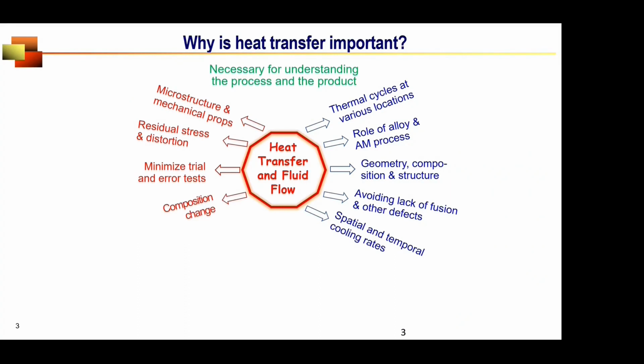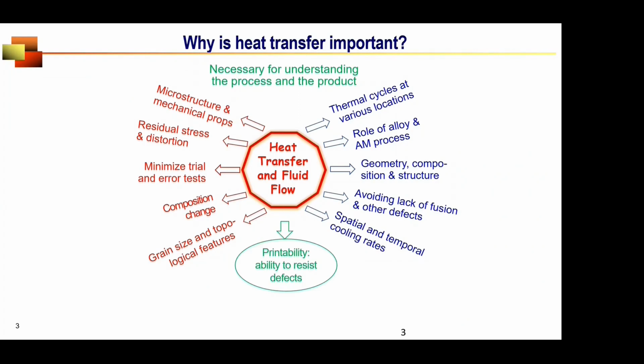Chemical composition change is very often a feature of additive manufacturing because we use very high temperatures, and therefore some of the more volatile alloying elements are lost selectively. As a result, the composition of the final part may be different from the composition of the consumables that we start with. So this is another factor that we can understand using heat transfer and fluid flow. Finally, grain size distribution and topological features are also an important factor.